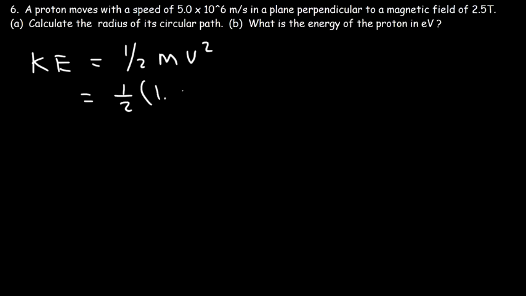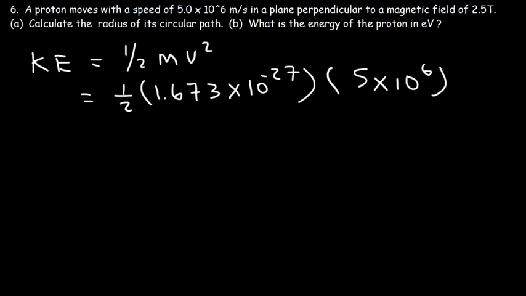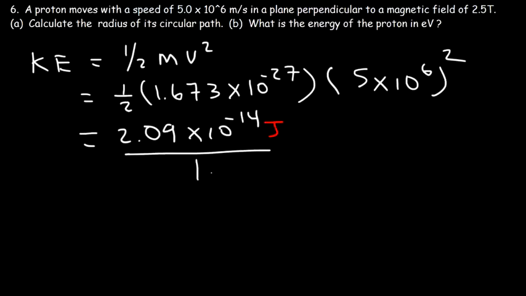So we know the mass of a proton. It's 1.673 times 10 to the negative 27. And we also have the speed, 5 times 10 to the 6 meters per second, squared. So this is equal to 2.09 times 10 to the negative 14 joules. Now once you have the energy in joules, you can convert it to electron volts.